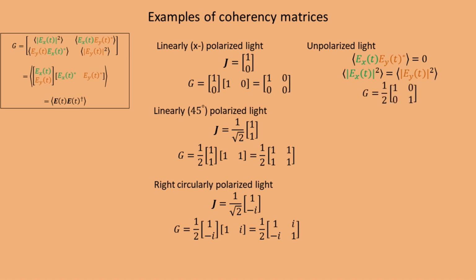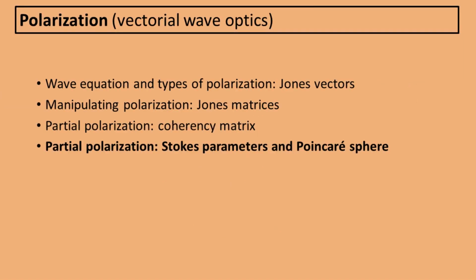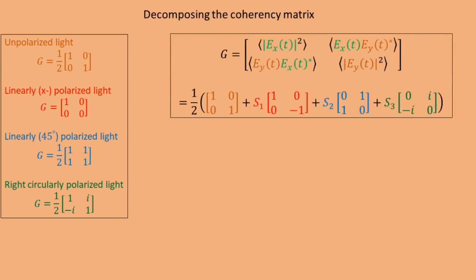Now let's look at a different way of describing partially polarized light, which is using Stokes parameters. We've just written down the coherency matrices for unpolarized light, horizontally polarized light, diagonally polarized light, and right circularly polarized light. Note that any coherency matrix with intensity normalized to 1 can be written as the following linear combination with parameters S1, S2, and S3.